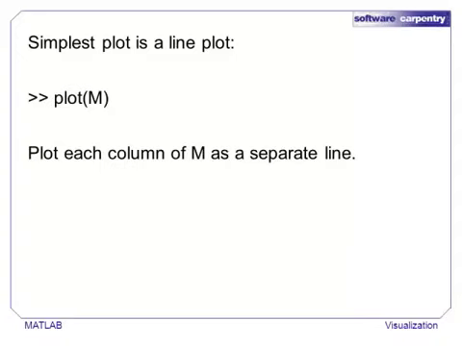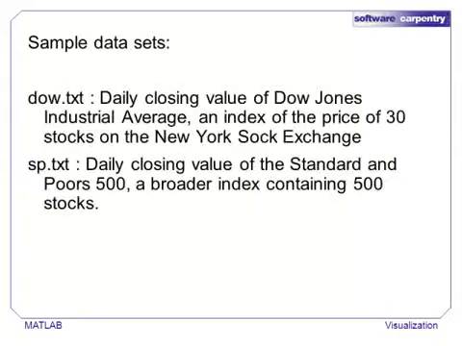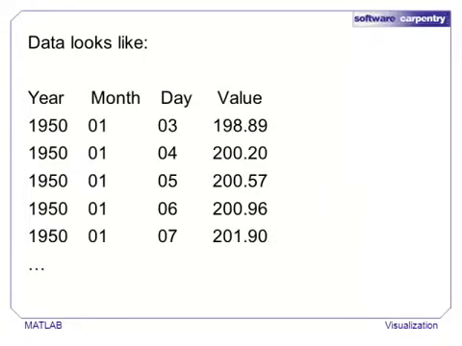The simplest plot function is the function plot, which will create a line graph with one data set for each column of M. In this example, we will use two data sets that contain historical financial data for the Dow Jones Industrial Average and the Standard & Poor's 500. Both files contain 4 columns. The first 3 form a date, and the fourth value is the closing value of one of the two indices on that day.